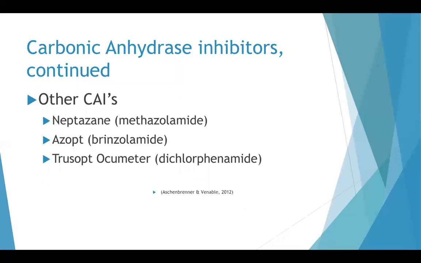Other carbonic anhydrase inhibitors: Neptazane, Azopt, or Trusopt. Neptazane is used to treat intraocular pressure, but it is not as effective as Diamox. Azopt and Trusopt are both ophthalmic drops, so eye drops, typically used for glaucoma.